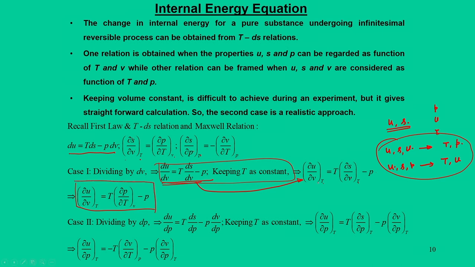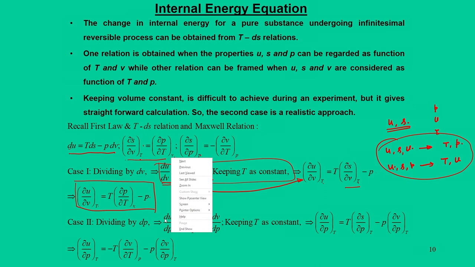Now here again we can recall our Maxwell relation, dou s by dou v at constant T is equal to dou p by dou T at constant v. When you put this first Maxwell equation here, then we get the first internal energy equation: dou u by dou v at constant T is equal to T times dou p by dou T at constant v minus p.